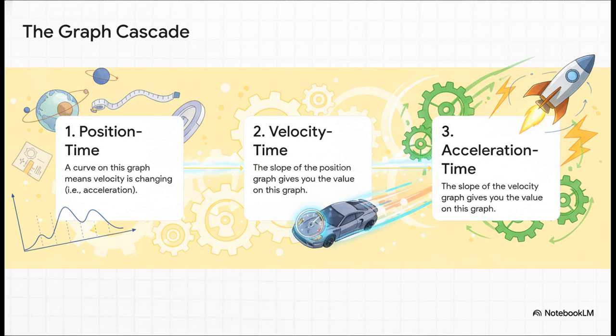You start with the graph of your position over time. The slope of that graph tells you your velocity. So now you can draw a velocity time graph. Then you take the slope of your velocity graph, and guess what? That gives you your acceleration. Each one flows directly from the one before it.